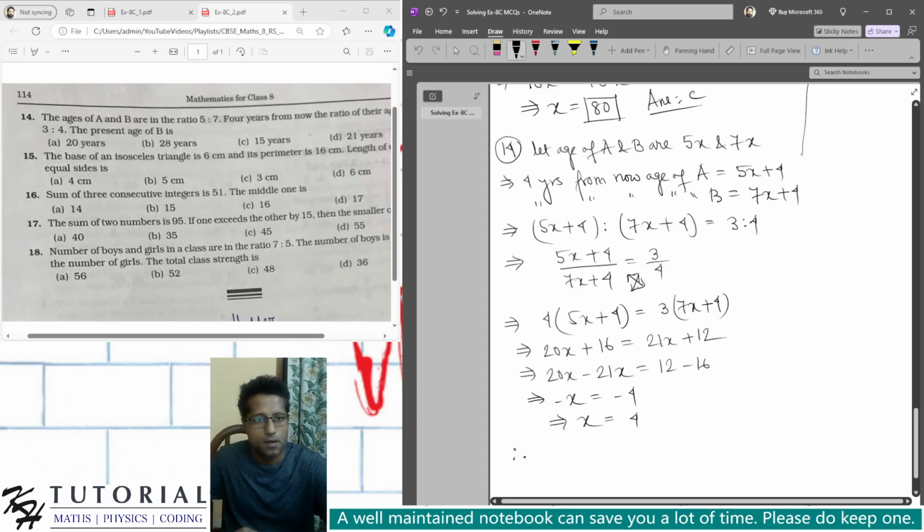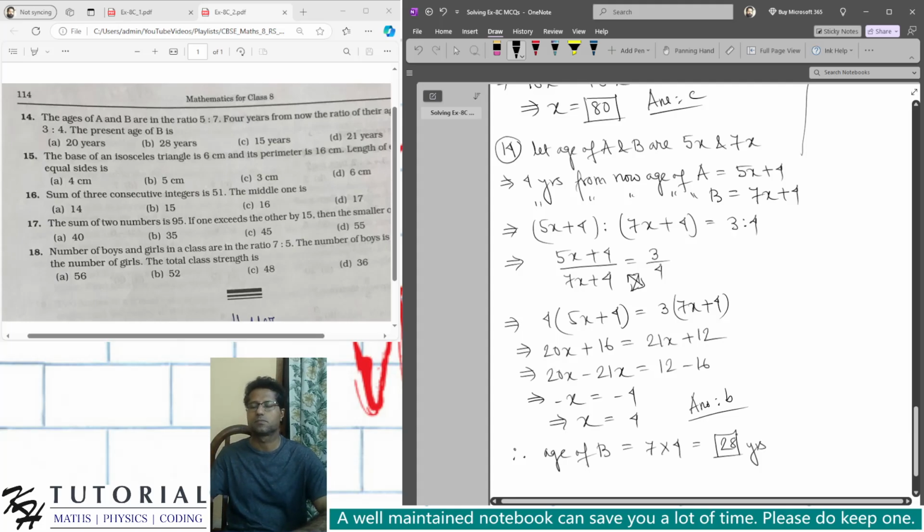So we get the value of x. It has asked for the present age of B. Age of B is equal to 7x, so 7 into 4 is equal to 28. So the present age of B is 28 years. Hence, the correct choice is B.